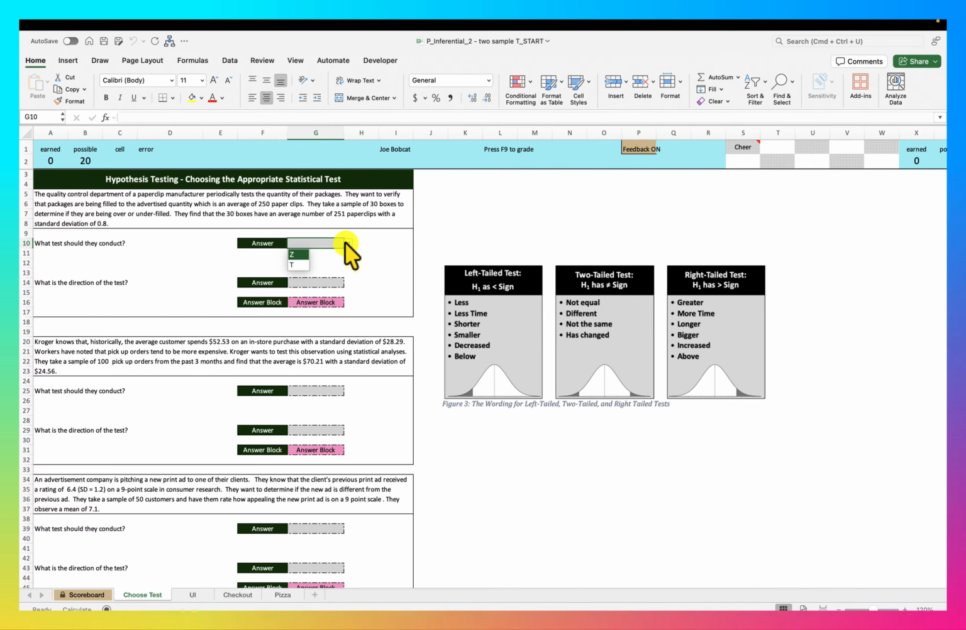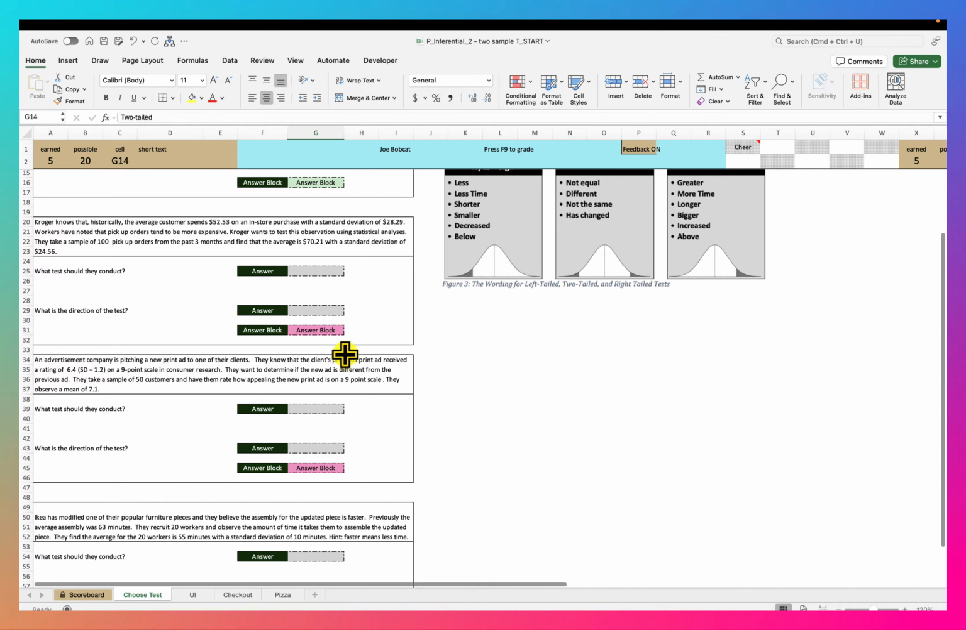Well, let's see. Do they have the population standard deviation? And the answer is no, so it's a t-test. And the direction of the test is two-tailed, since they don't know if it's overfilled or underfilled.